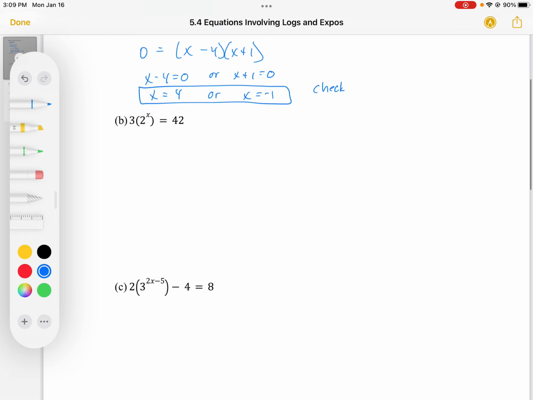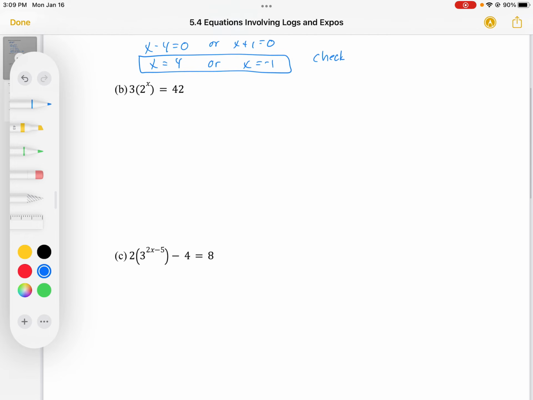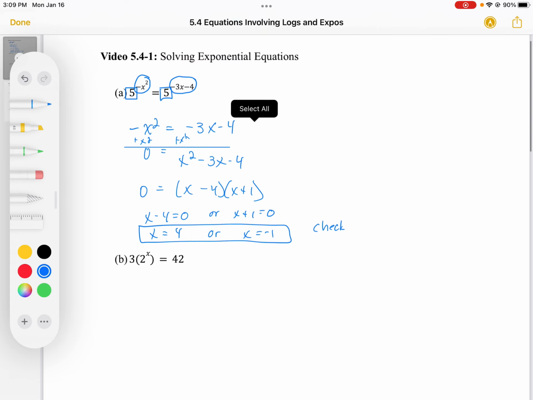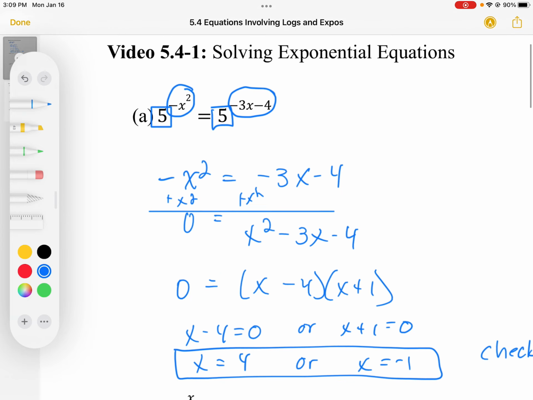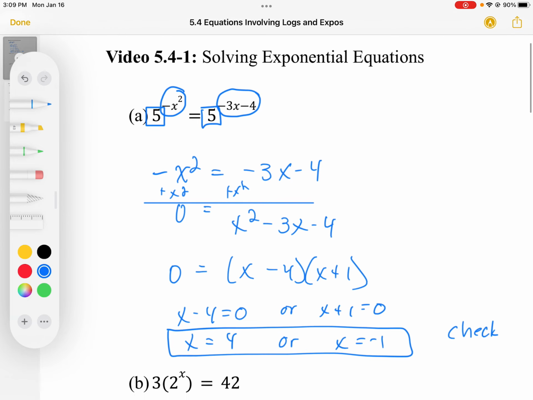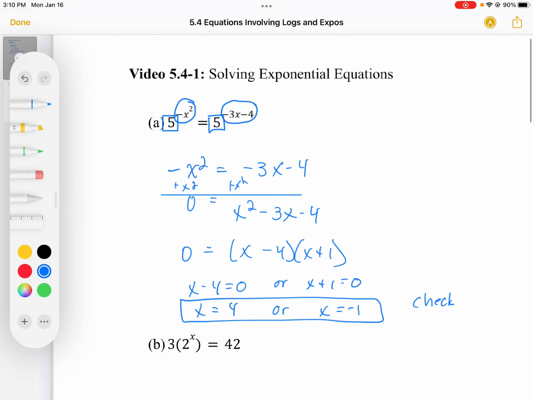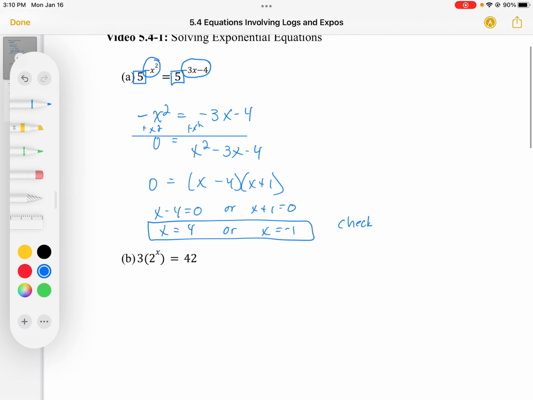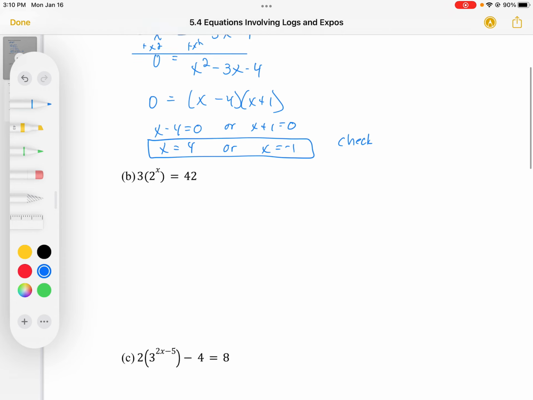So part B, we have another statement. We can see that our variable is in the exponent. So I want to use the one-to-one property, meaning I want to manipulate the equation so that it looks something like part A, where I have one term on each side of the equation with the same base, and then I could set the two exponents equal to each other.